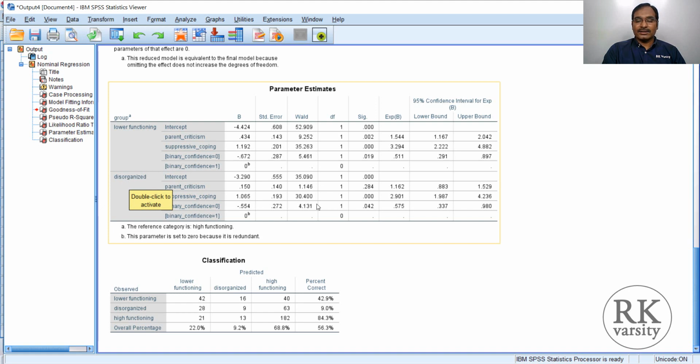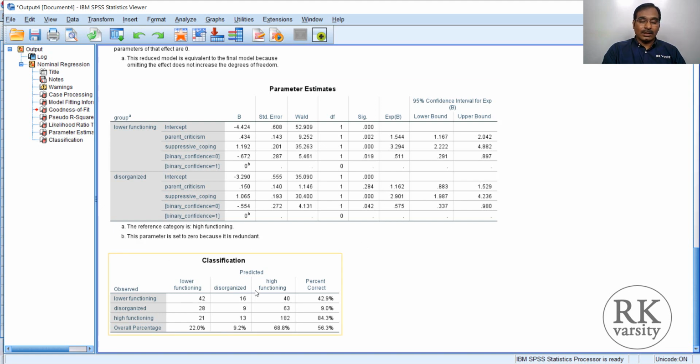Then similarly, you have the relationship between disorganized and high functioning. In case of disorganized and high functioning, suppose suppressive coping is here. If there is one unit of suppressive coping, then comparing disorganized and high functioning, this is twice. So if suppressive coping behavior is there, then the odds are twice more than high functioning. So for parent criticism, the odds are high. In the sense, if the parents are critical and there is suppressive coping behavior, when comparing with high functioning, the disorganized behavior of students is going to be very high, one time here and twice here.